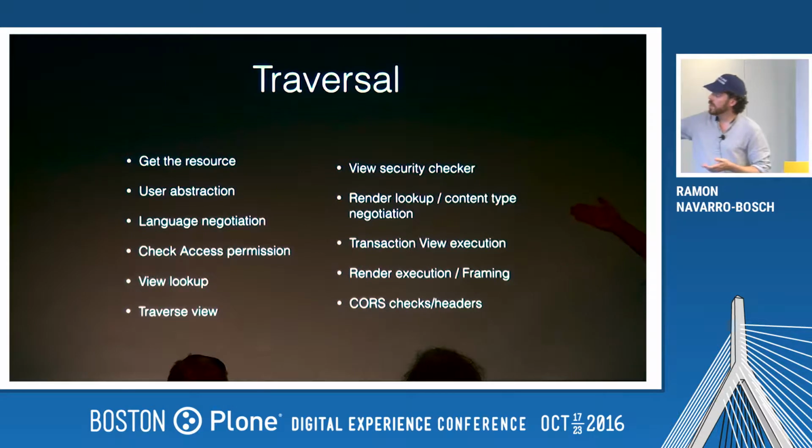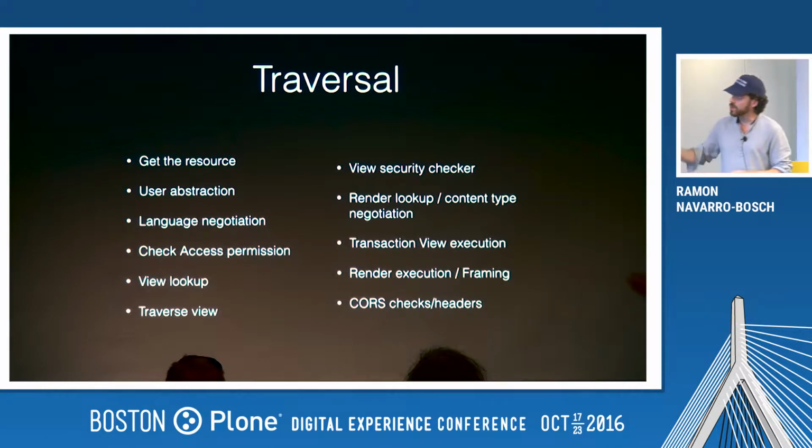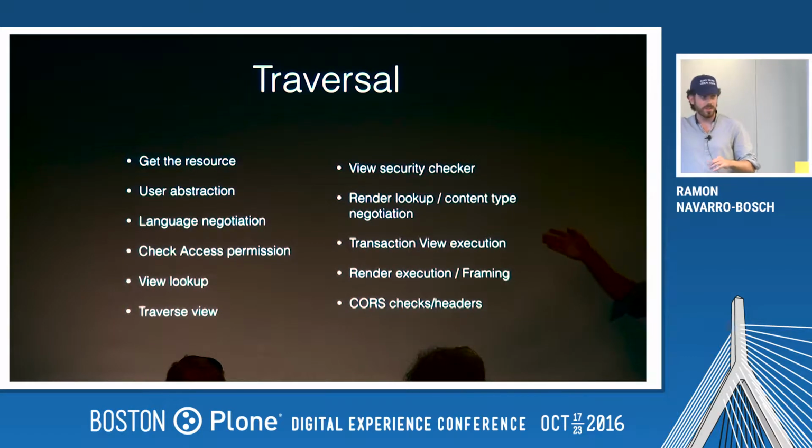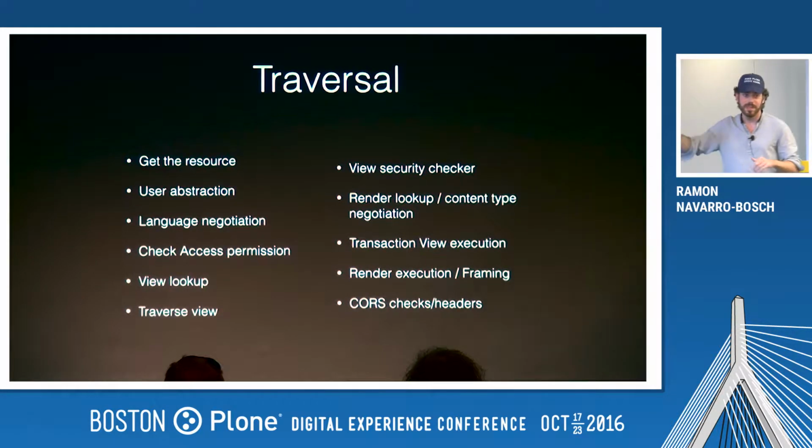So what we do, we get the resource that we are traversing to. We get the user abstraction, so we get all the security information from the headers, cookies, whatever. We do language negotiation. You know, I'm Catalan, so language is really important for me. So we implemented multilingual options inside the core. Then it checks access permission. So it checks if the user has permission to access the object itself.